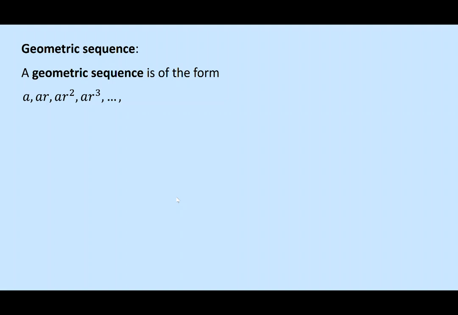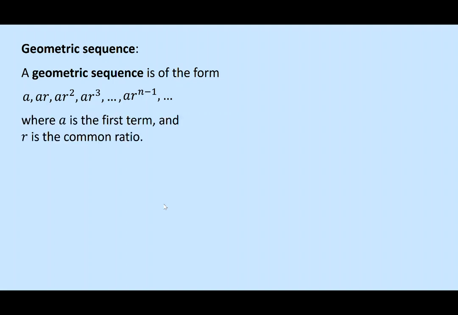Naturally, I want to ask you, what is the nth term of this sequence? You see a pattern? Again, I think I'll start with the third one. Third has a 2 in it. Fourth has a 3 in it. Nth has an n minus 1 in it. ar to the n minus 1 is the nth term of a geometric sequence like this. a is the first term and r is the common ratio. Cool? All right.